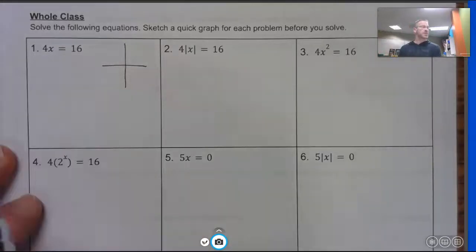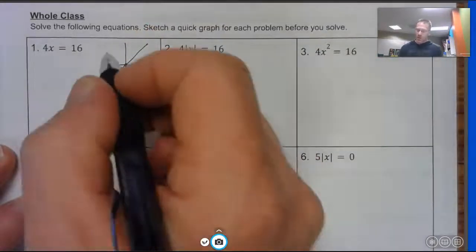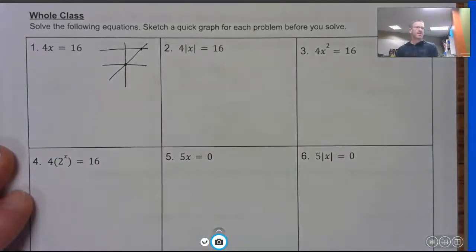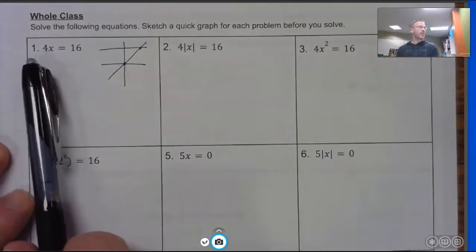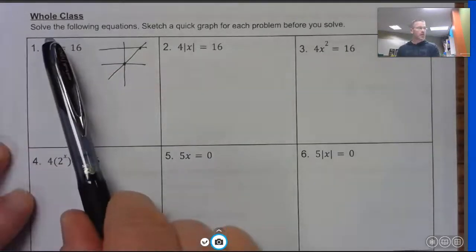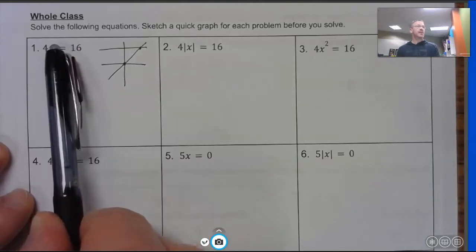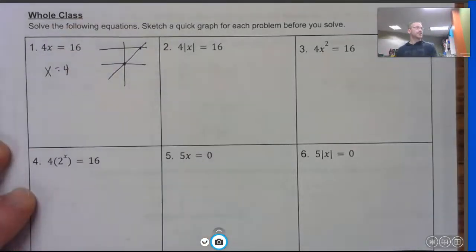So 4x starts at 0, 0. It's a linear function. It has a positive 4, so I know it opens up. 16 would be something up here, so it looks like I should get one solution. That's what we mean by sketching a quick graph: starting point, open up or down, draw your horizontal line, that's it. Now, this is a multiplication problem. 4 times what is 16? The answer is 4. Notice I get x equals 4, and that's my solution.